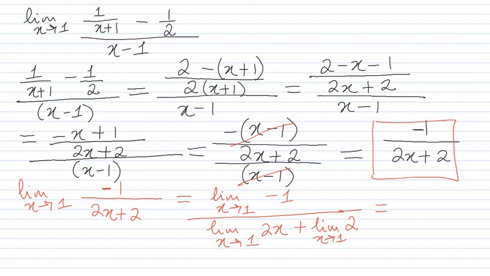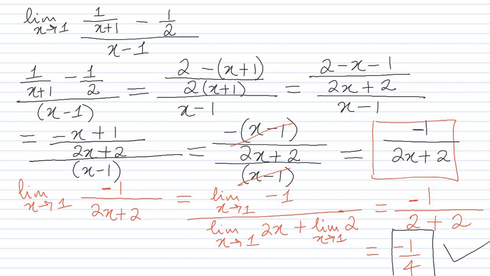So that would be the limit as x goes to 1 of -1 is -1, divided by the limit of 2x as x goes to 1. So that would be 2 times 1 is 2, plus the limit of 2 as x goes to 1, which is just 2 because it's a constant, right? So what you end up with here is -1 over 4. So our answer, honestly, is just -1 over 4. That is our answer to this question.